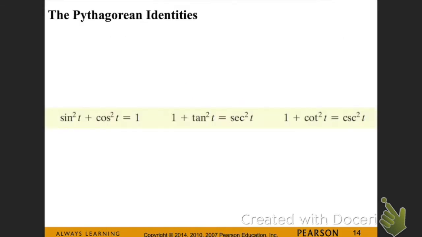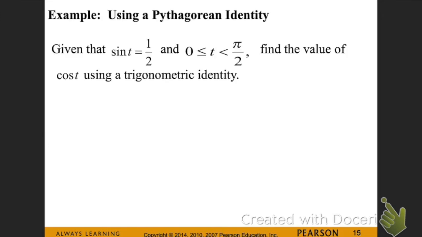Now we're going to talk about Pythagorean identities. So we have 3 of them here. Sine squared of t plus cosine squared of t equals 1. 1 plus tangent squared of t equals secant squared of t. And 1 plus cotangent squared of t equals cosecant squared of t. We can use these identities and find information. So maybe I know what sine is. I could take that first equation there, I could plug my value for sine in, and I could solve for cosine. That's how we use identities.